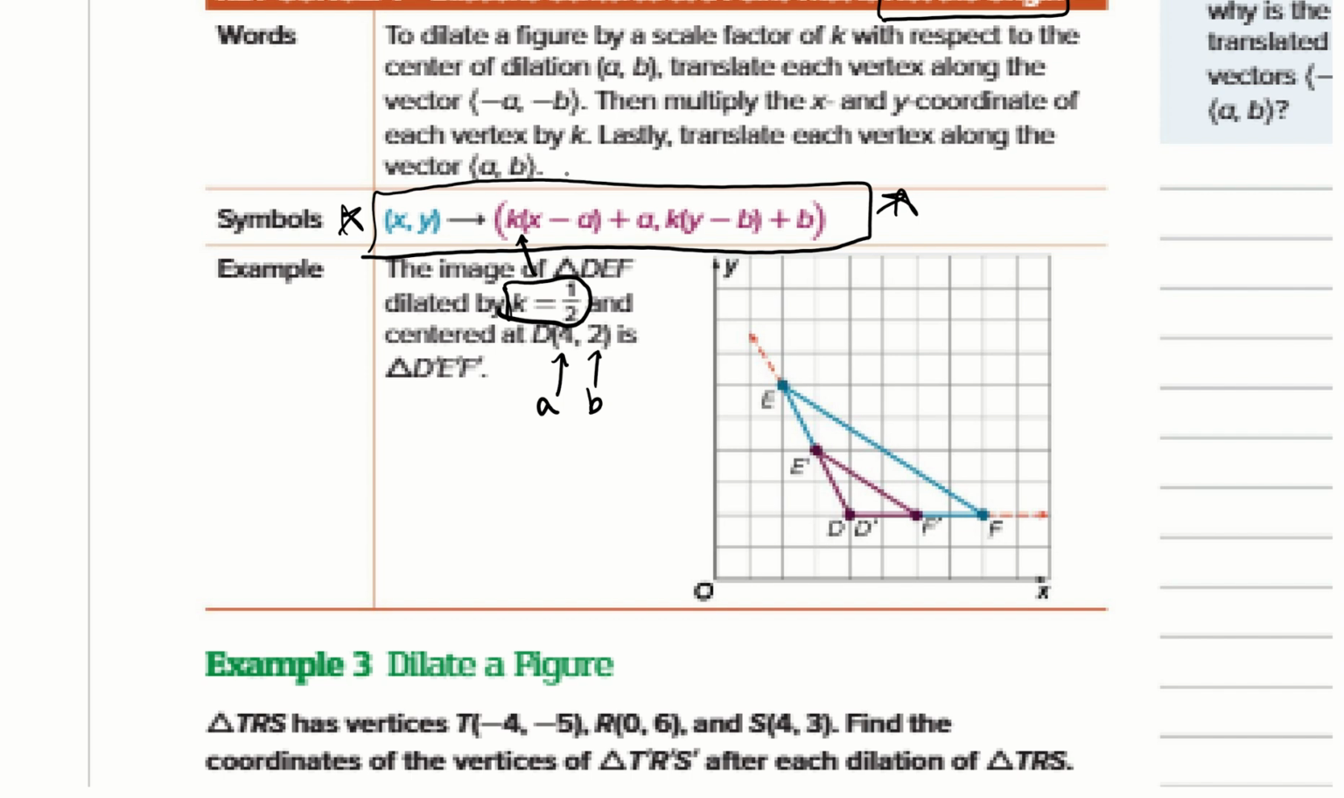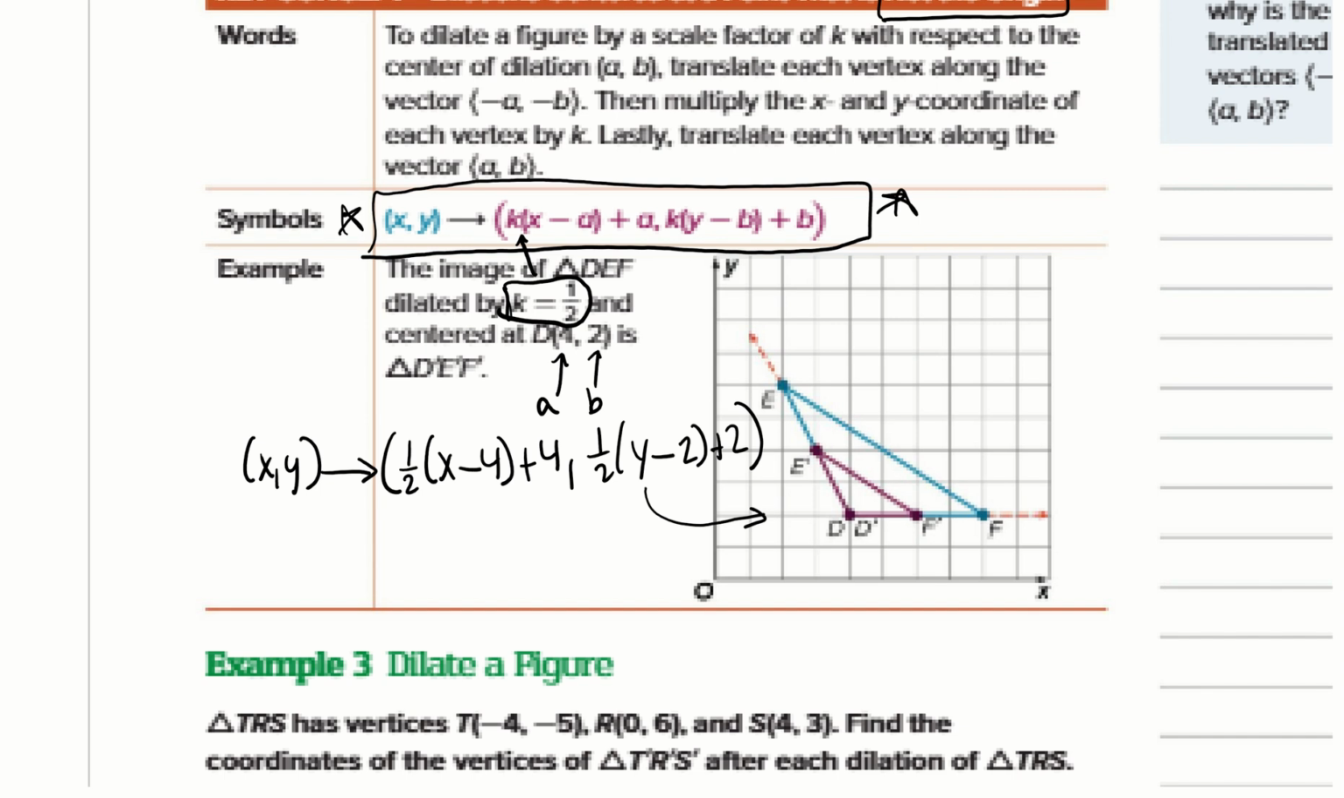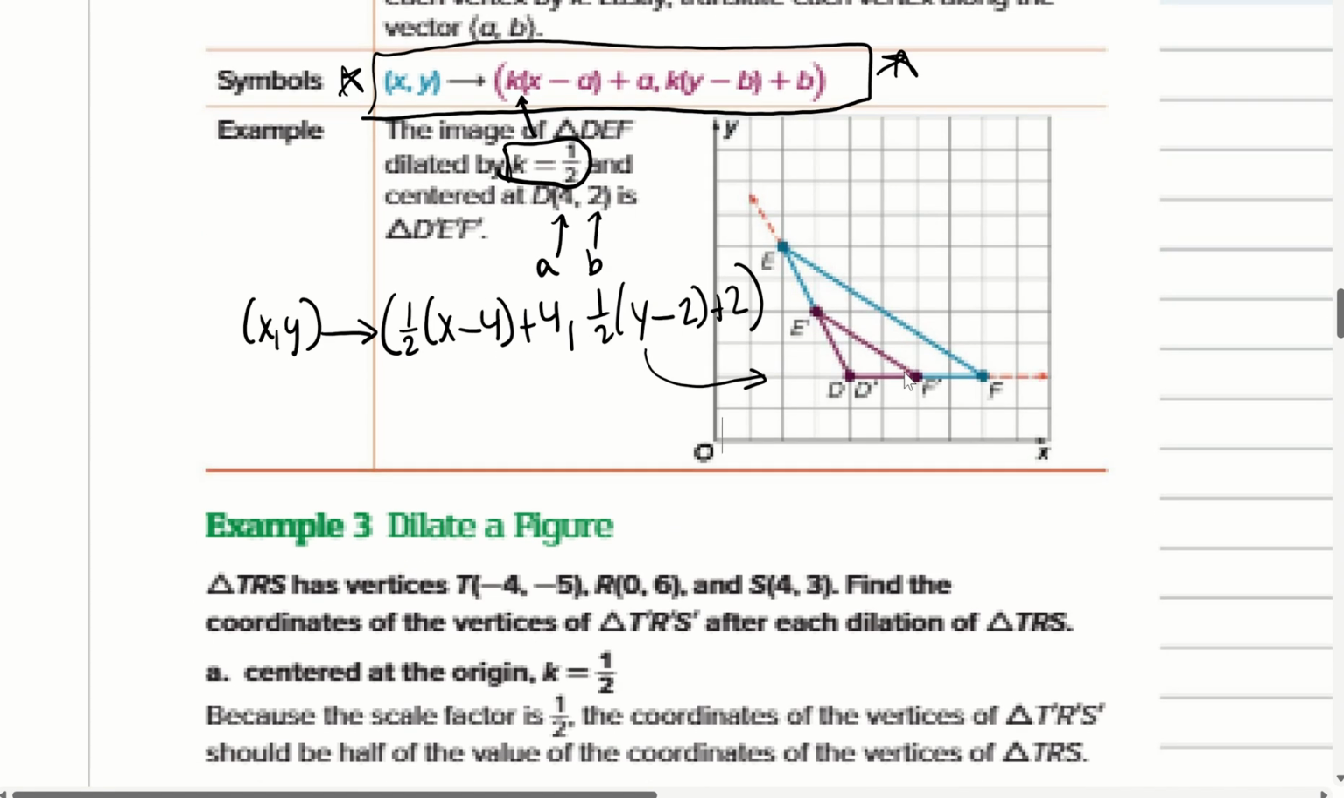So in this example, the transformation (x, y) maps to, K is 1/2, so we got 1/2 times (x minus 4) plus 4, comma, and then 1/2, K, times (y minus B, which is 2) plus 2. This is the transformation rule for this example, okay? That's how you use that. Now, if you were doing it for D, or let's say E, then you would plug in the coordinates of E into that. So let's just do E, for example.